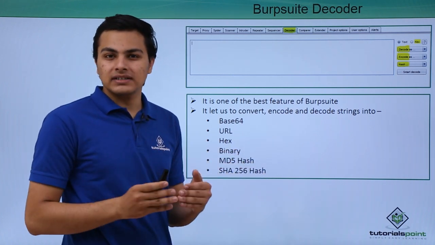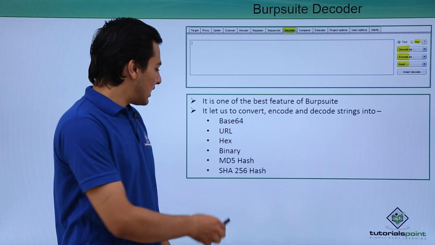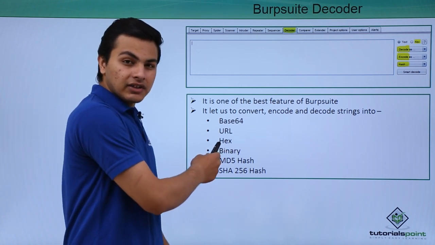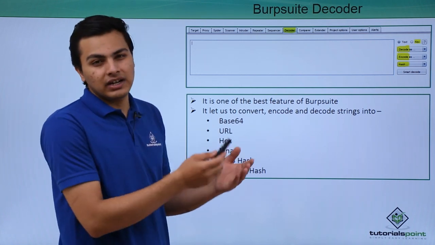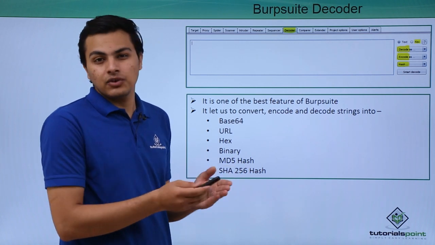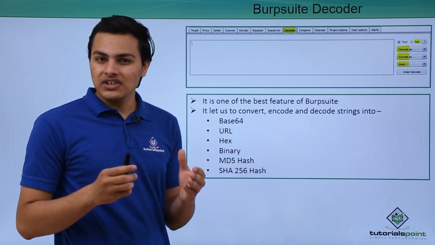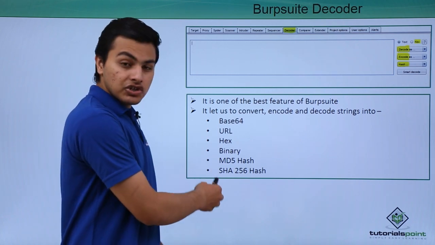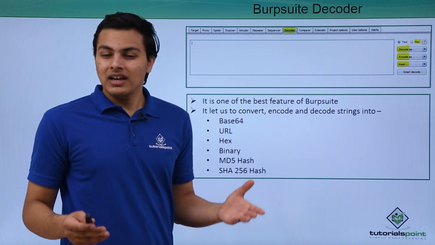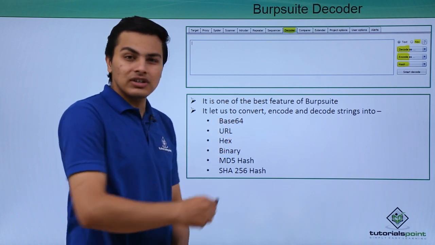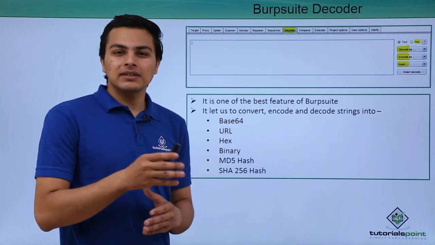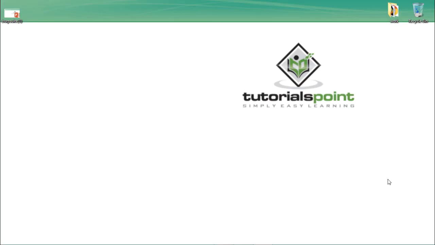strings into various formats. These formats include Base64, and we can convert strings into URL encoding, URL decoding, similarly hex encoding, hex decoding, and we can even convert some strings into hashes like MD5 hash, SHA-256 hash and a lot more. Now let's see how we can use this decoder tab to play with some crypto things. Now let's encode and decode some strings by using the Burp Suite decoder tab.